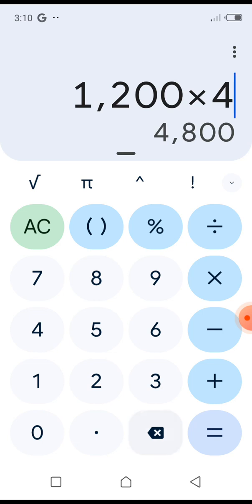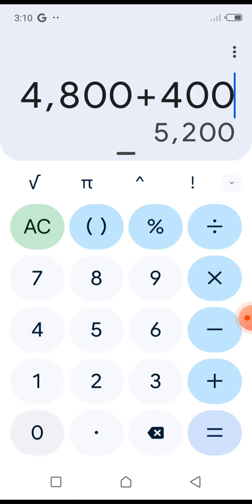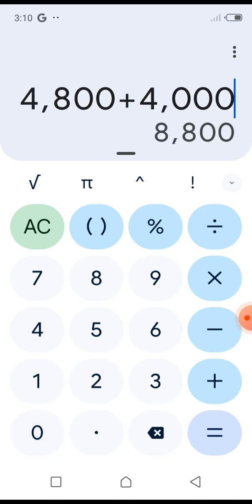Now we are going to add 4800 plus 4000 naira, that is 8800 for the printing alone. Both you bought the envelopes, the place you want to print, they are collecting 4800. That is for the printing.